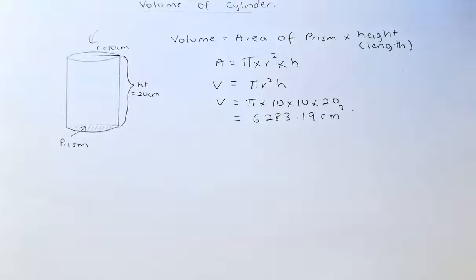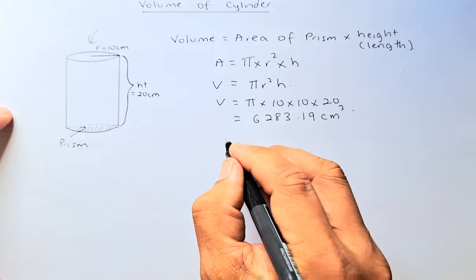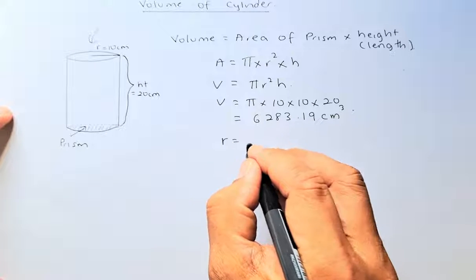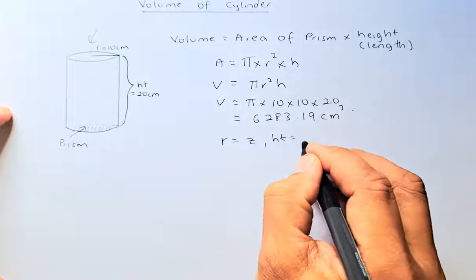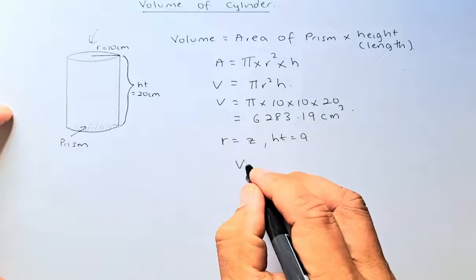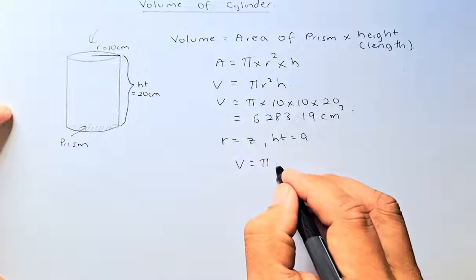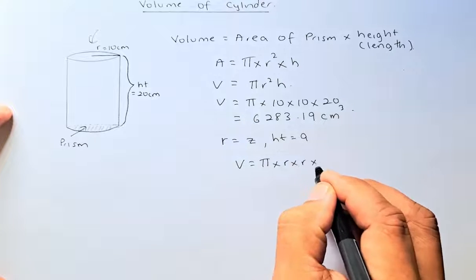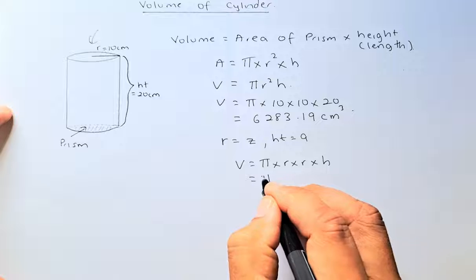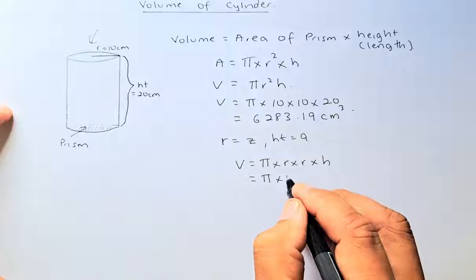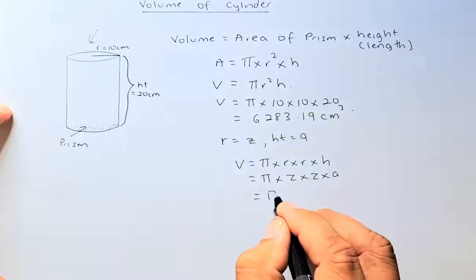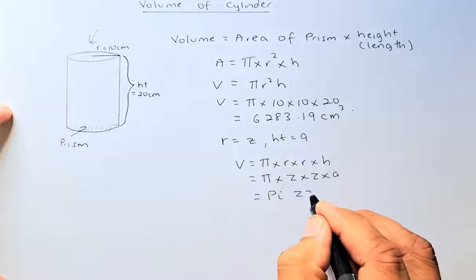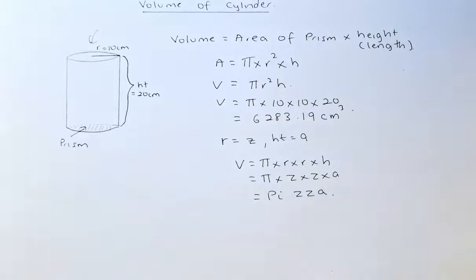Okay, I have a joke that I just recently read about. If the radius is equal to z, and your height equals to a, then the volume of the cylinder is going to be pi times radius squared times height. Substitute, your radius is z and the height is a, and that will become pi z z a. So that is a funny joke for this video.